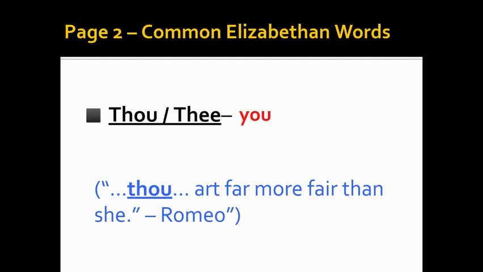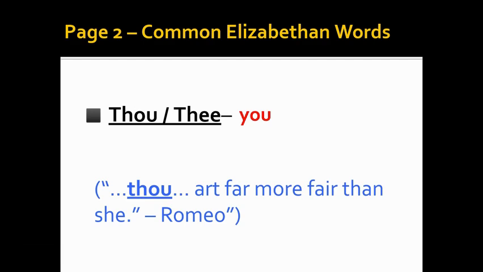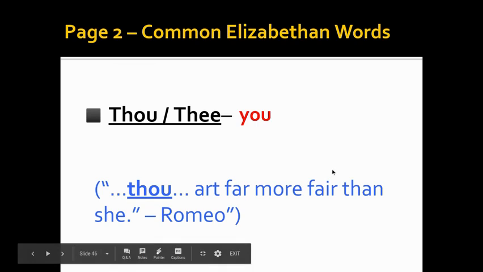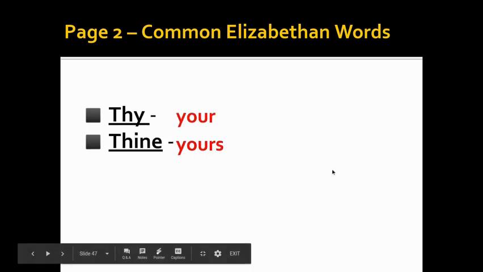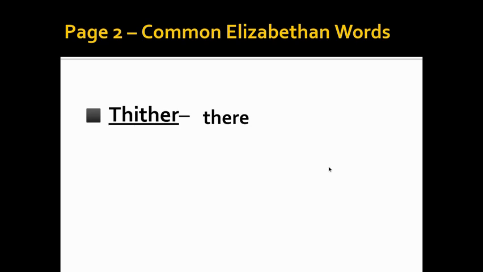Thou and thee both mean you. They're used in slightly different situations, but we're not going to get into that. It doesn't matter that much. And Romeo says, thou art far more fair than she. And that's in that same scene when he's talking about the sun. And he's saying, you are more beautiful than she. Thy and thine both have to do with possession. And so thy glory, whereas thine would be yours. This is thine. A little bit tricky, but basically just possessive forms of you. Hither was here, so thither is there.